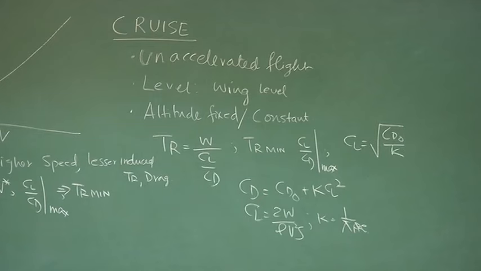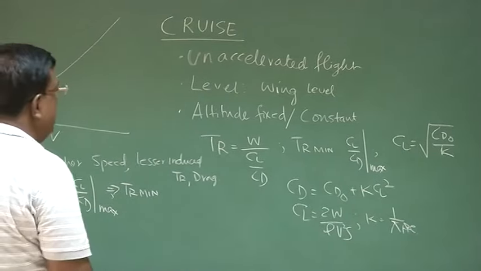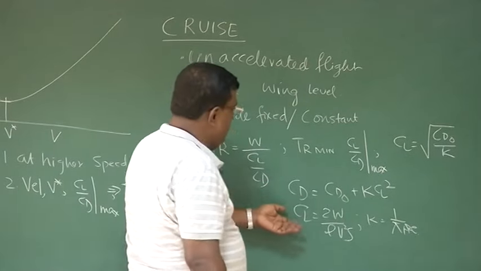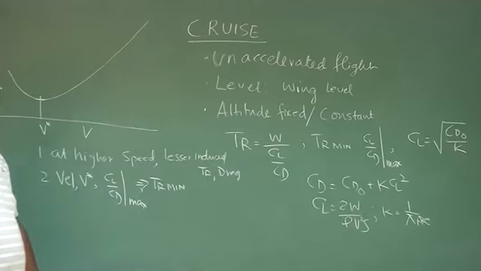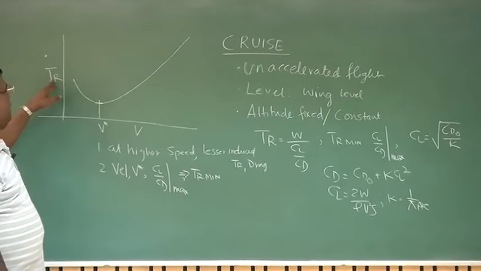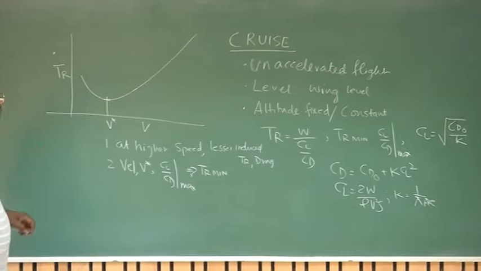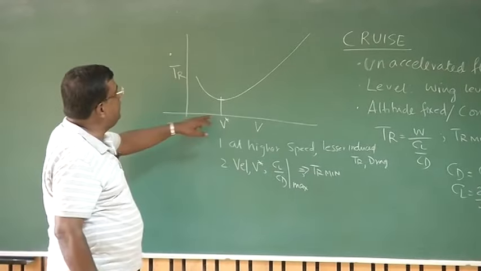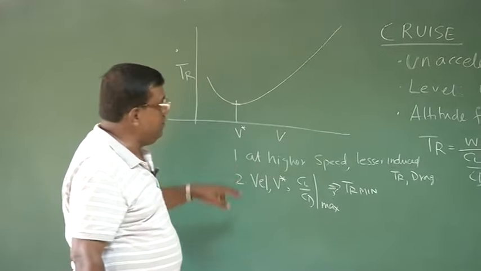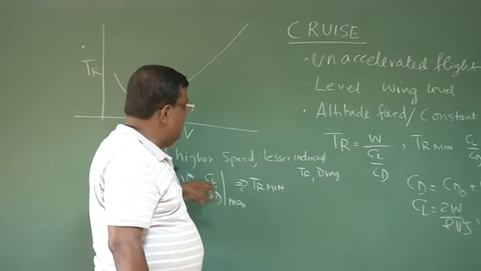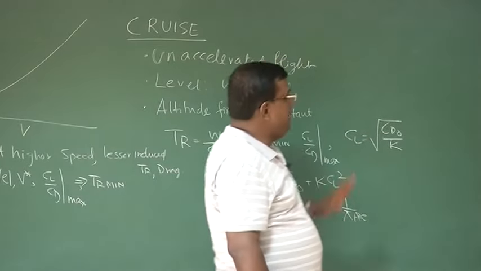I also know the CD naught is fixed for an airplane at low speed. So once I know CD and CL, I know CL by CD, and I can find thrust required at different speeds. I have plotted that thrust required at different speeds in this figure, right? And in that, we found that there is a particular speed at which thrust required is minimum, and that corresponds to the case where CL by CD is maximum. For that, CL is root of CD naught by K.